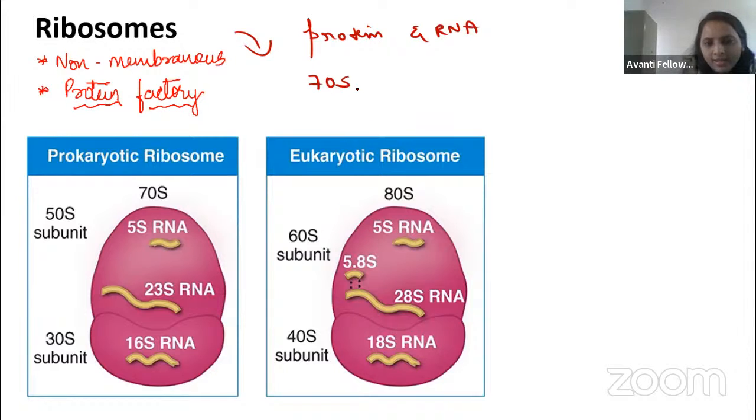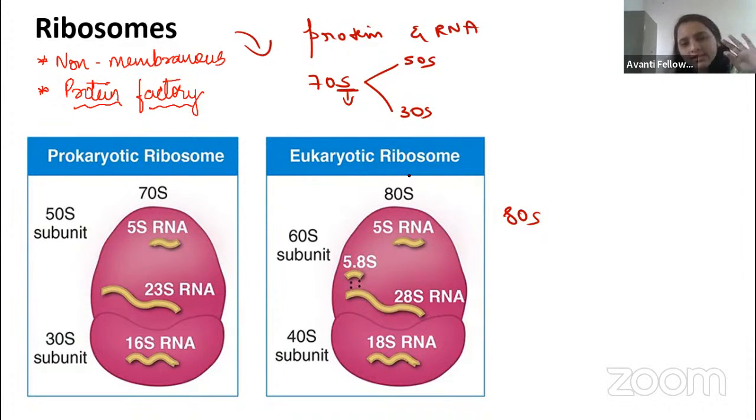In the last class, I told you, S means nothing but the sedimentation coefficient, right? And in the eukaryotes, you can see the 80S ribosome, right guys? The 70S ribosome is divided into the 50S and the 30S. Don't add these two, it will become 80. It is not like that. It is about the sedimentation coefficient. We are given the 70S.